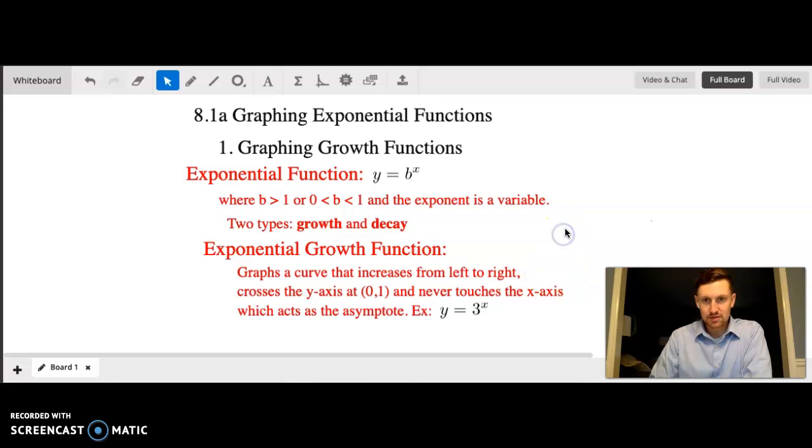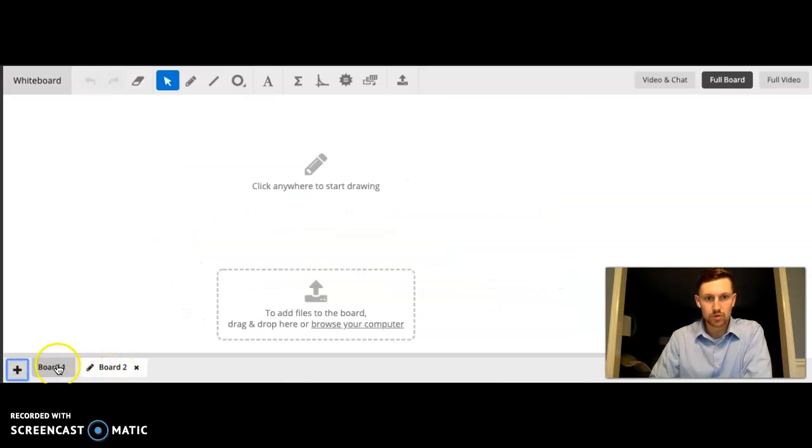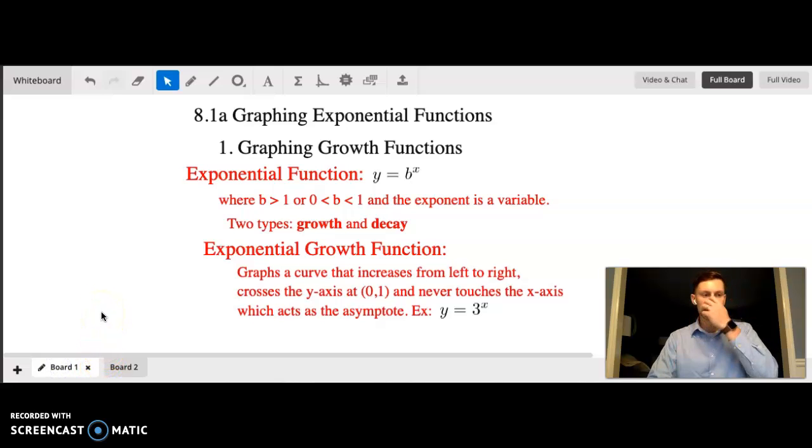Let me scroll down here. All right, we'll do another board. We'll just go back and forth. So hopefully you have those definitions down. That kind of explains and gets us started with exponential functions.